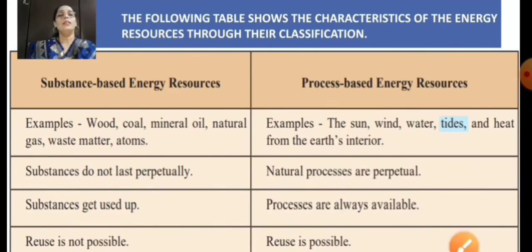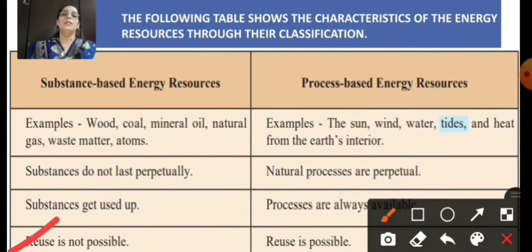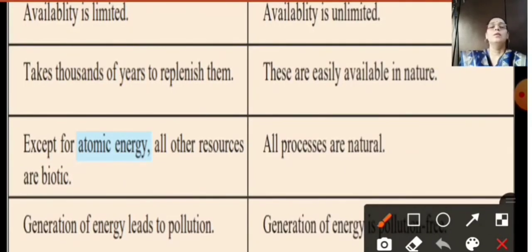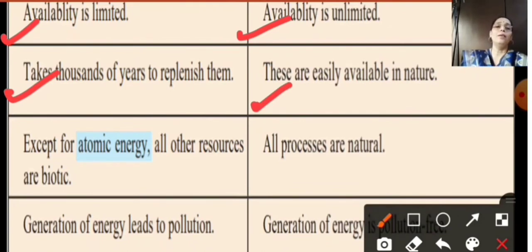Then the next is reuse is not possible in substance based energy resources, means we cannot reuse it once it is used. And here reuse is possible, means process based energy resources, we can reuse it. So students, the next point is in substance based energy resources availability is limited, and in process based energy resources availability is unlimited. Substance based energy resources take thousands of years to replenish, means to refill them. And process based energy resources are easily available in nature.